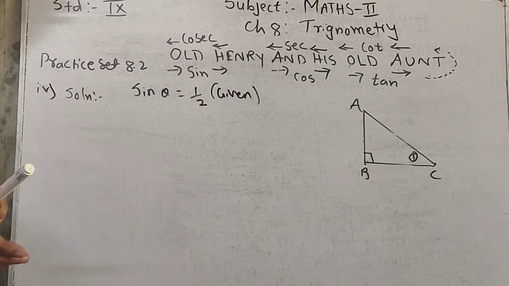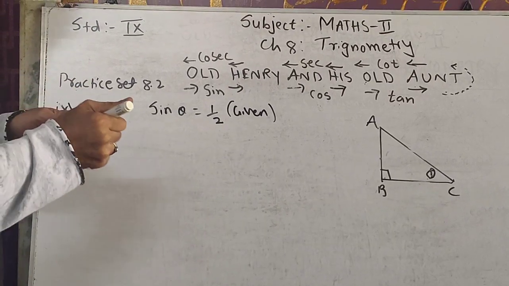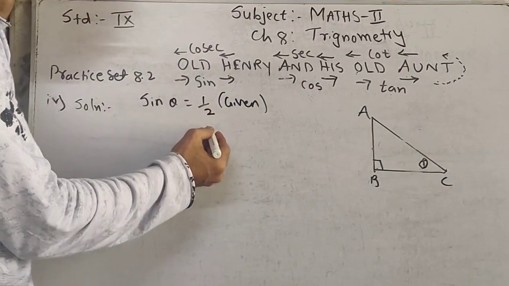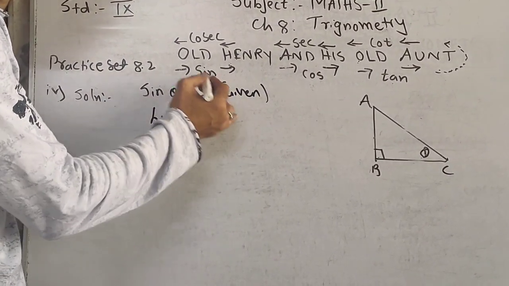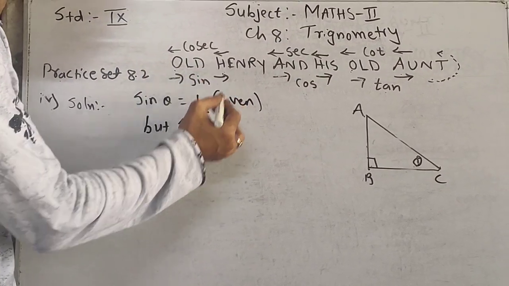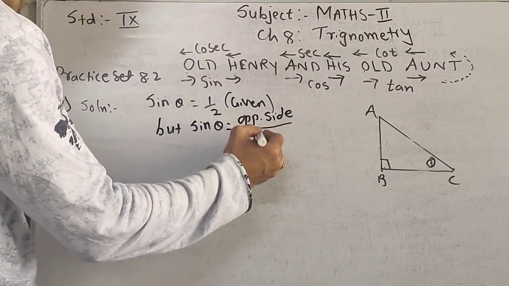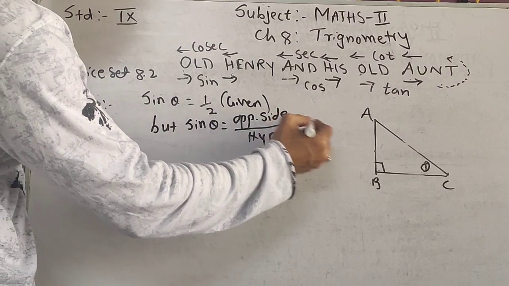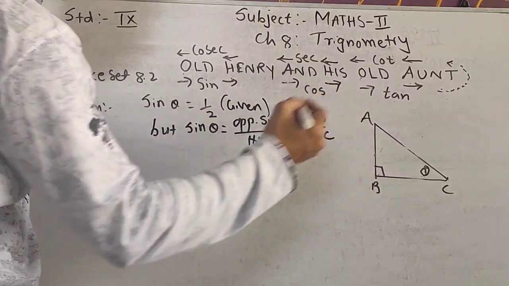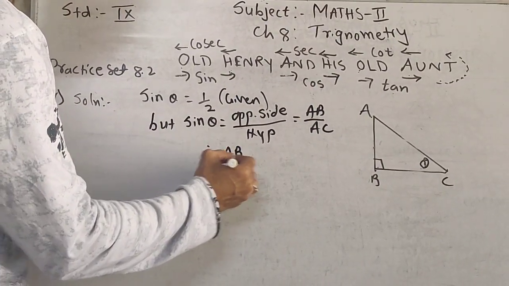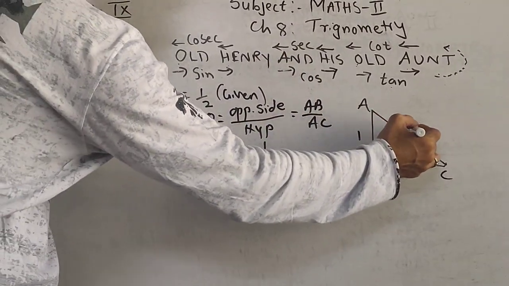Now come to sum number 4. Okay, same type sum again, same type sum है. Okay, sin theta is 1 upon 2. But sin theta formula you know, sin theta is opposite side upon hypotenuse. Okay, your opposite side is AB and hypotenuse is AC. Therefore AB upon AC is equal to 1 upon 2.